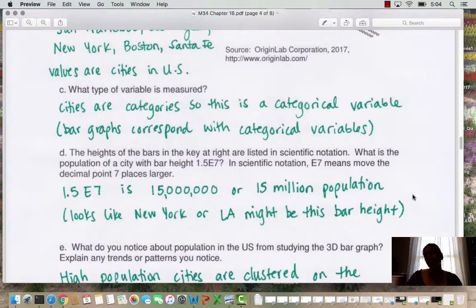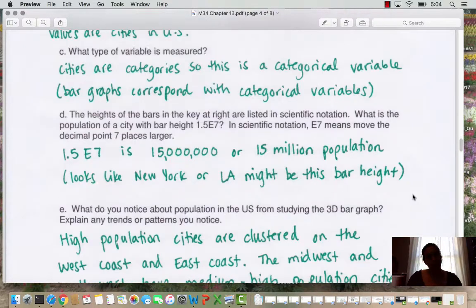So I'm guessing that's New York or Los Angeles might be that bar height. I'm guessing maybe New York. I think Los Angeles is not even 15 million people in the greater Los Angeles area. So that's something you can go look up on Wikipedia, the populations this year.